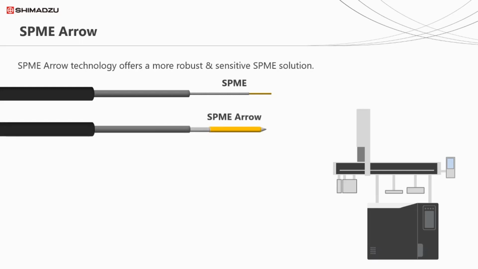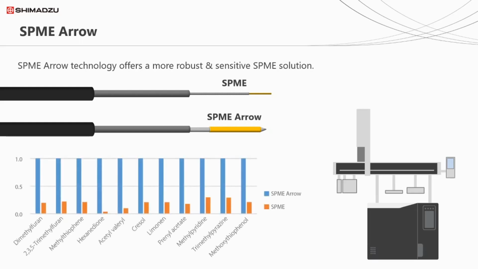SPME Arrow has been designed to overcome some of these issues by employing a larger probe that is significantly more rigid. It has a much higher sorbent surface area to boost sensitivity compared to standard SPME, and offers a wider dynamic range for analyte concentrations.